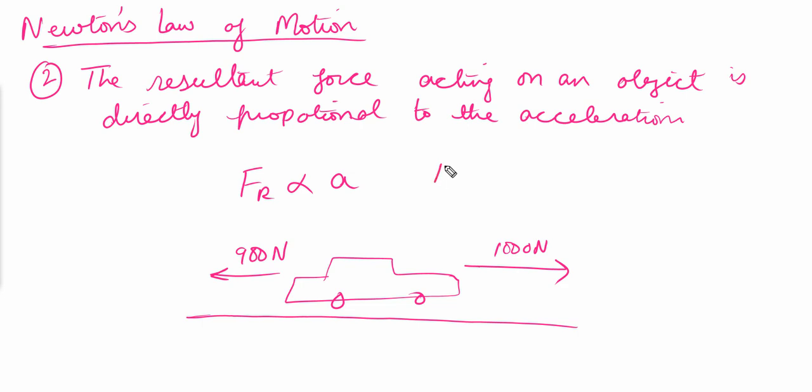And the formula for Newton's second law will become like this: F = ma, where m is the mass of the moving object, a is the acceleration of the object, and F is the resultant force acting on the object. So this is about Newton's second law. Now let's discuss Newton's third law.